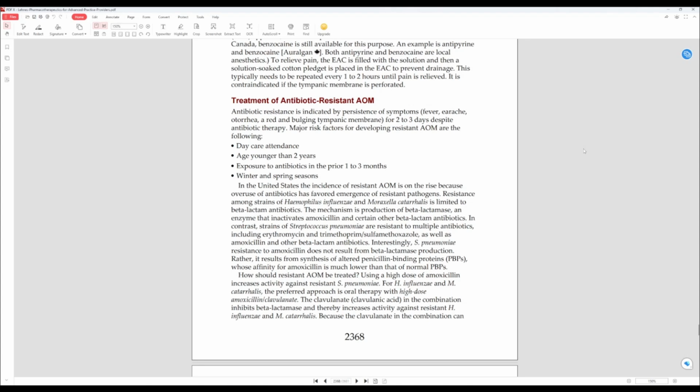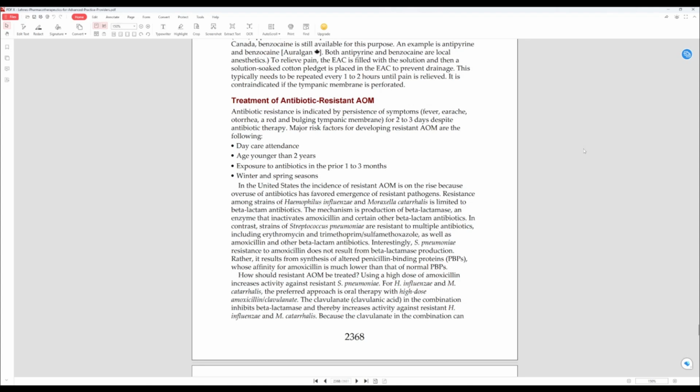Again, in the US, the incidence of resistant AOM is currently on the rise due to the overuse of antibiotics, which has favored emergence of resistant pathogens. Resistance among strains of Haemophilus influenzae and Moraxella catarrhalis is limited to beta-lactam antibiotics. The mechanism is production of beta-lactamase, an enzyme that inactivates amoxicillin and certain other beta-lactam antibiotics.